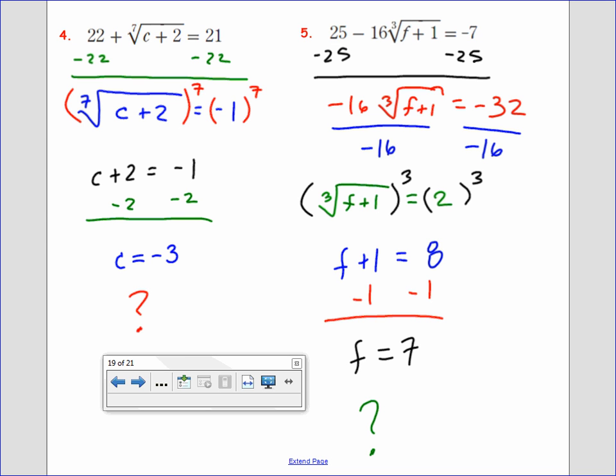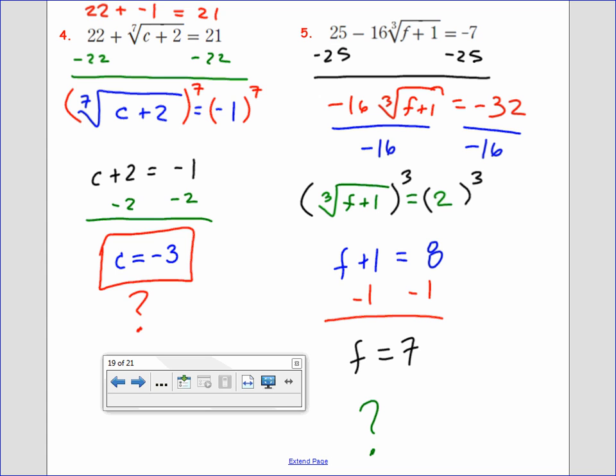So for number 4, I'm going to plug in -3 for c in the original and work it out. You guys can help me. So here we go. -3 plus 2 is -1. The 7th root of -1. Can I have a negative inside of a radical? I can if it's odd. The 7th root of -1 is -1. Does 22 plus -1 equal 21? Yes, it does. So this is in fact the solution to my radical equation, and I'll feel comfortable boxing it: c equals -3.